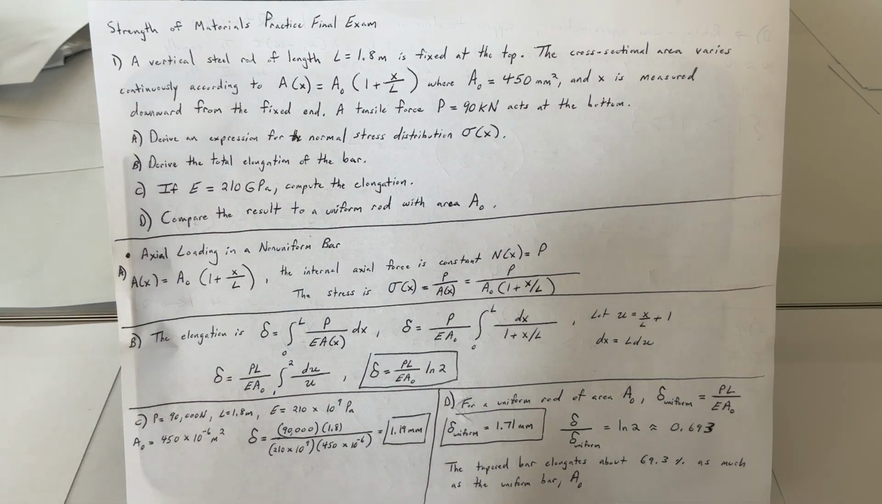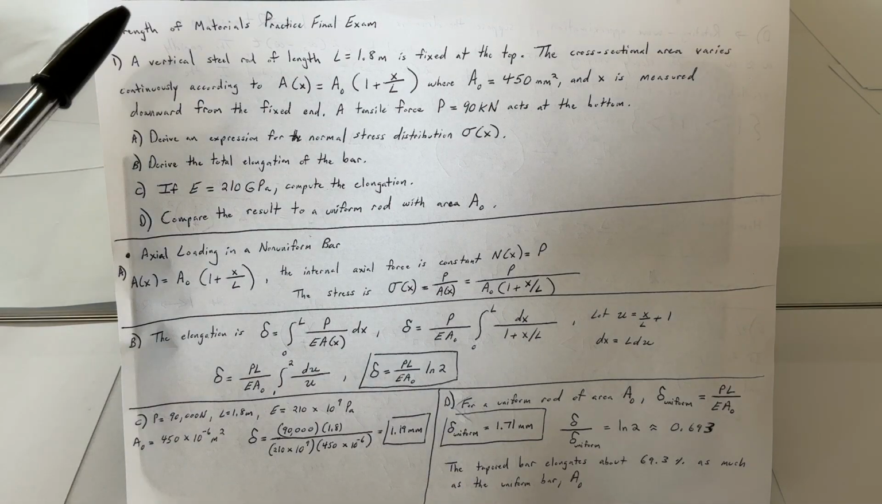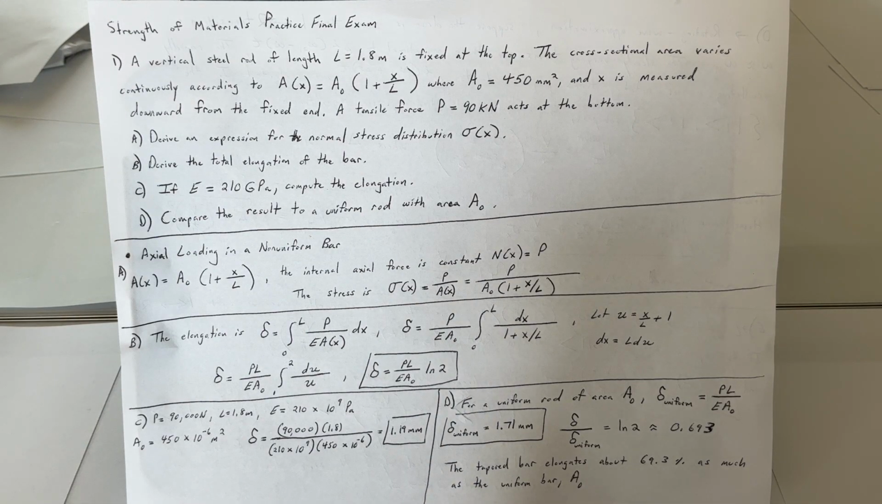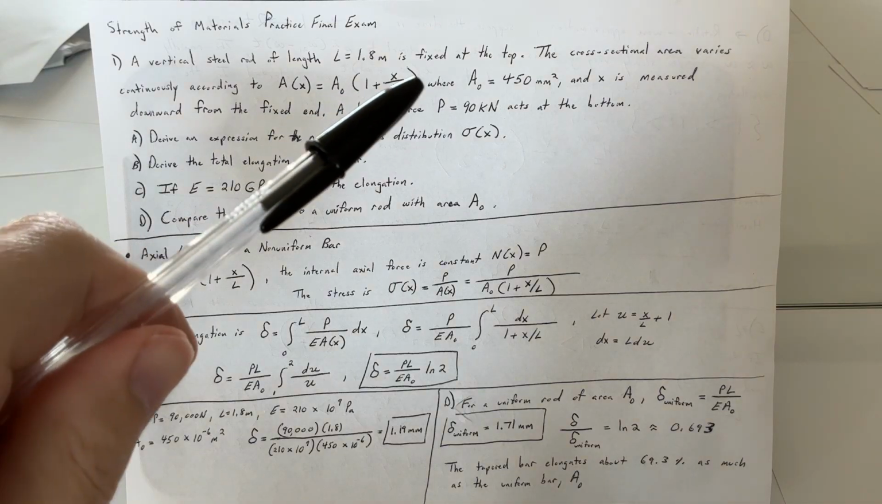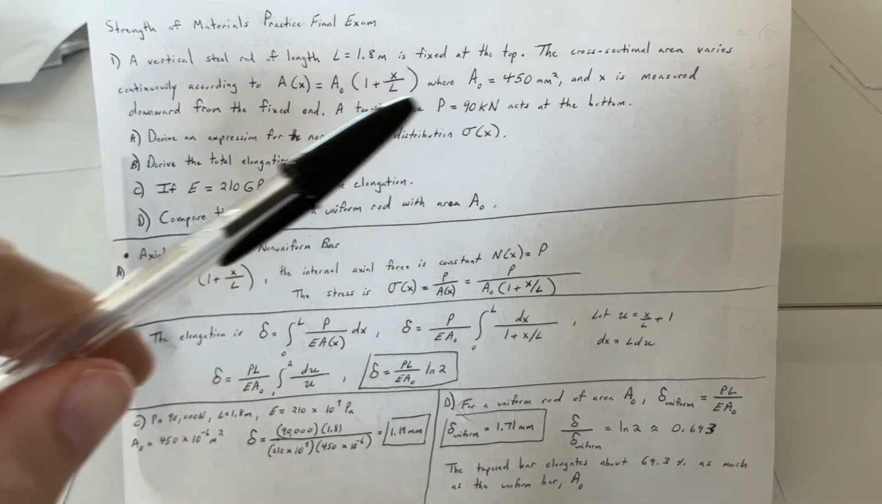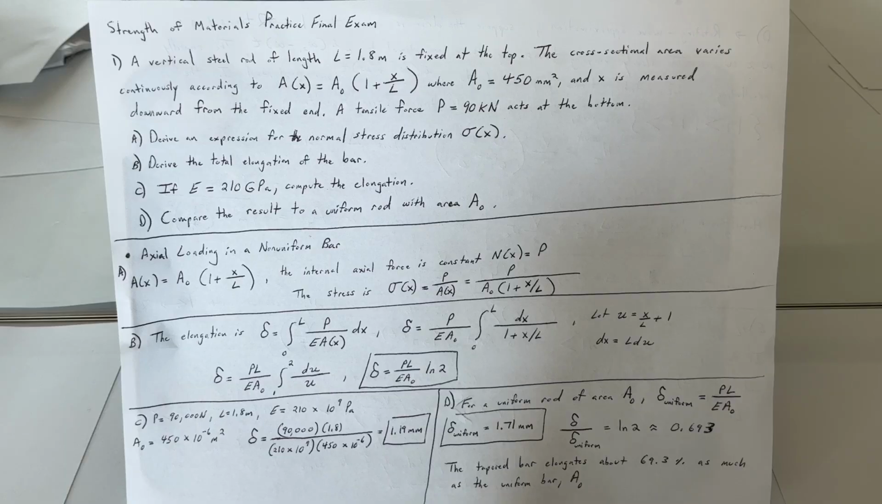So we have strength of materials practice final exam part 1. Let's begin here. Number 1, a vertical steel rod of length L equals 1.8 m is fixed at the top. The cross-sectional area varies continuously according to A of x equals A naught times the quantity 1 plus x over L, where A naught equals 450 mm squared, and x is measured downward from the fixed end. Tensile force P equals 90 kN acts at the bottom.